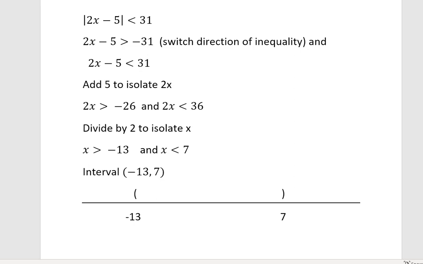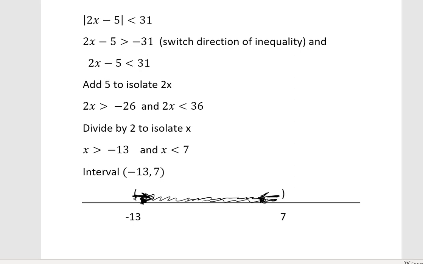X is going to be greater than negative 13, which means we're going to face this way, right? We're headed this way. We don't include the 13, right? So this is still a paren. And here, same kind of thing, I'm going to be facing, my x is going to be less than 7. I don't include the 7. So everything in between here, all of this is my solution.